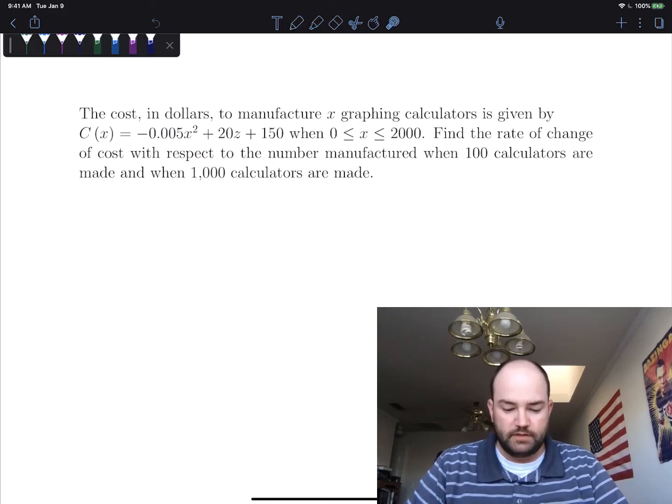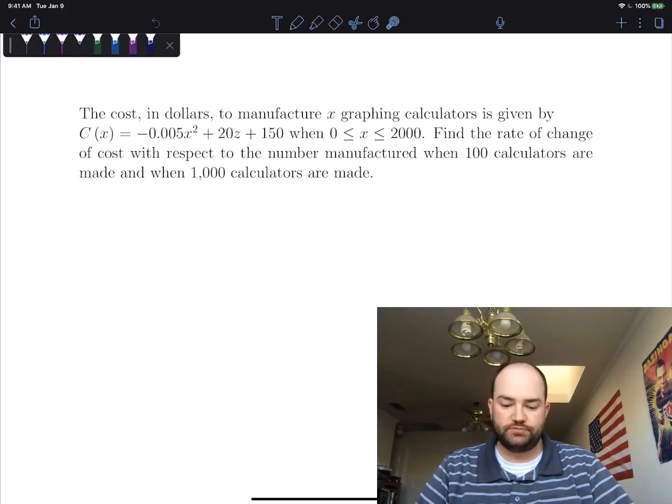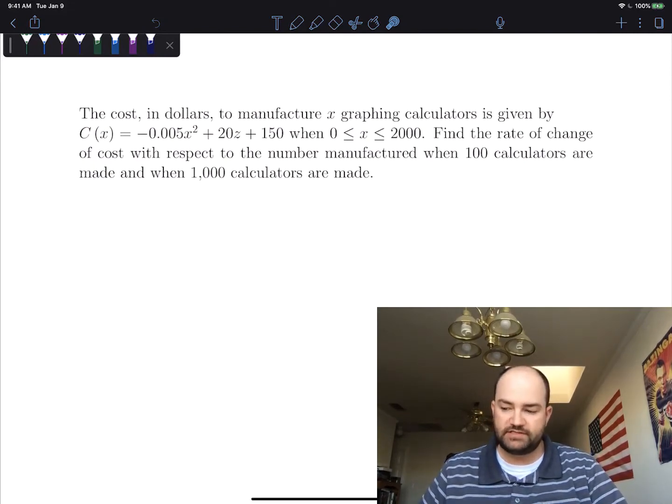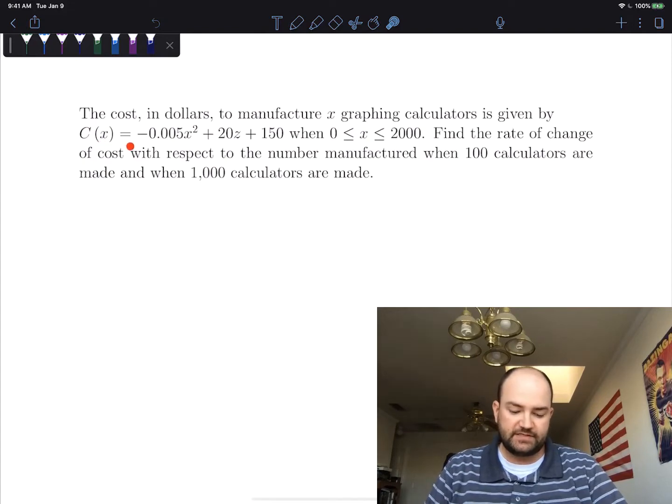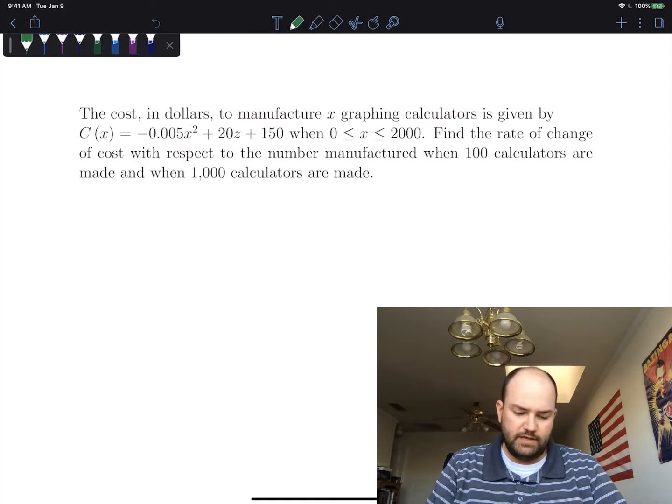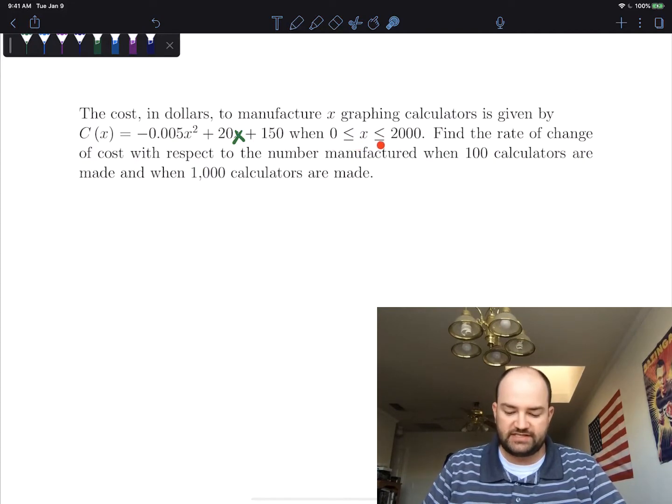Hello. In this video, we want to look at an application. The cost in dollars to manufacture x graphing calculators is given by C of x equals negative 0.005x squared plus 20x plus 150 when 0 is less than or equal to x is less than or equal to 2,000. Find the rate of change of cost with respect to the number manufactured when 100 calculators are made and when 1,000 calculators are made.